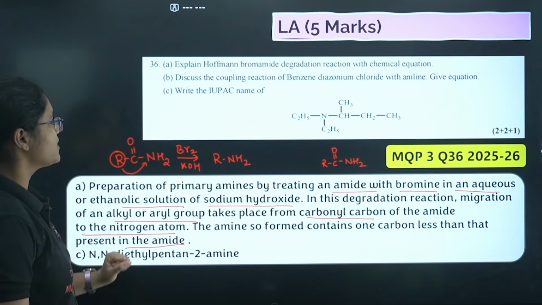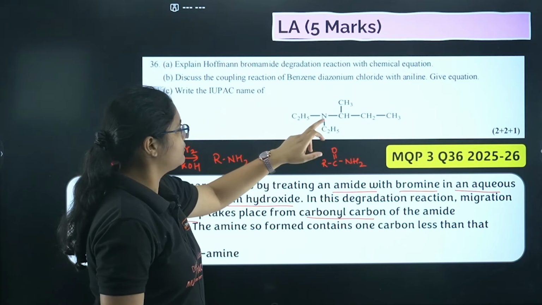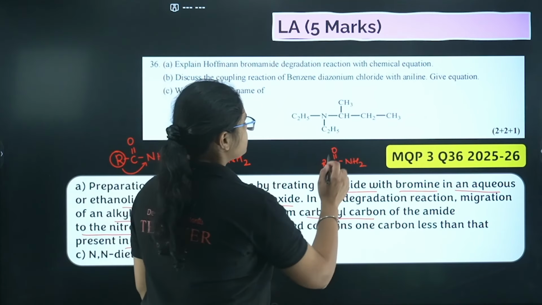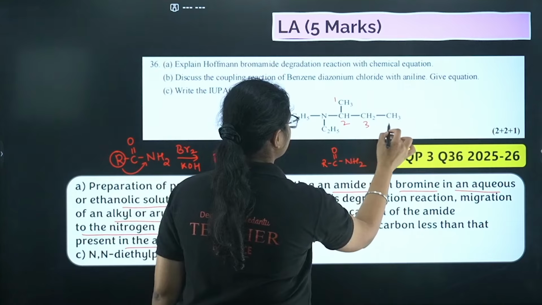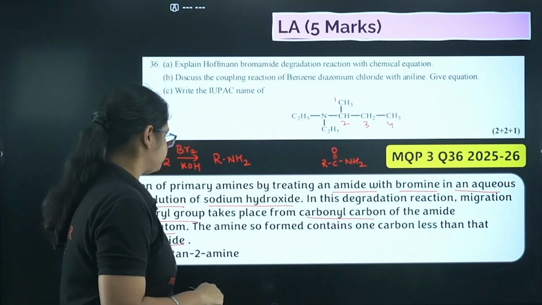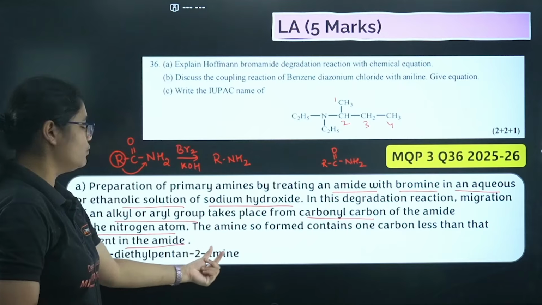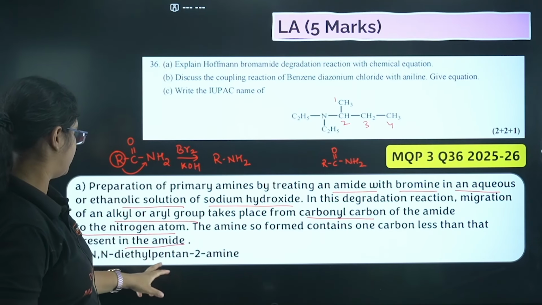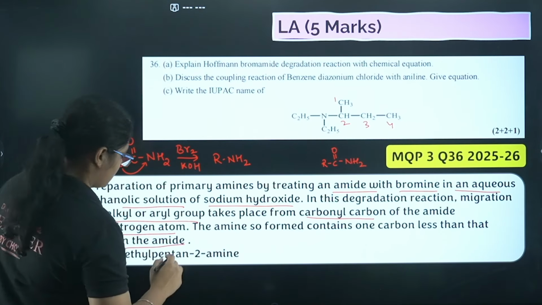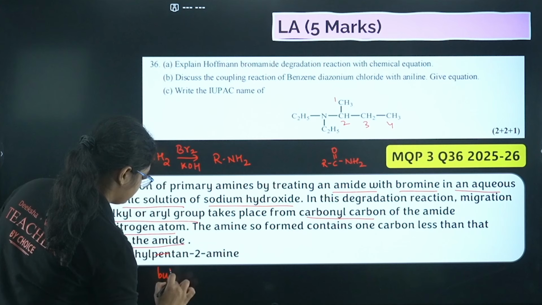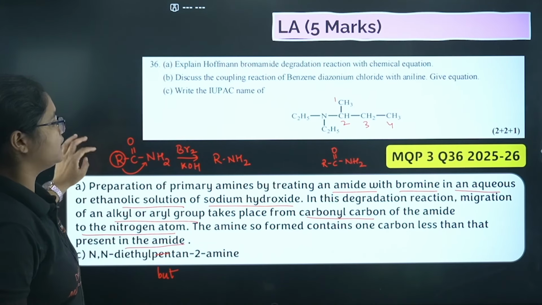That is the question. Next, we'll do the IUPAC name. I'll discuss question number B, don't worry. So here you can see 1, 2, 3, 4. So I have N,N-dimethyl and butane-2-amine. Sorry, not pentane, it is butane, butane-2-amine.